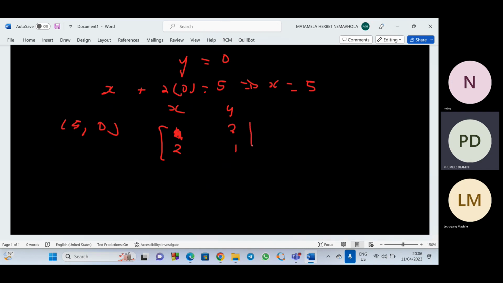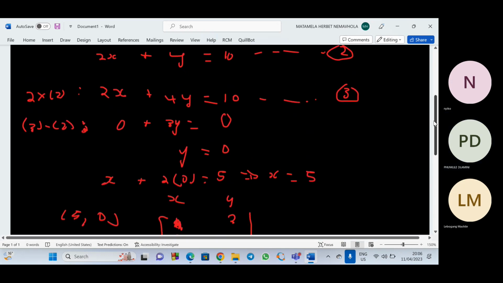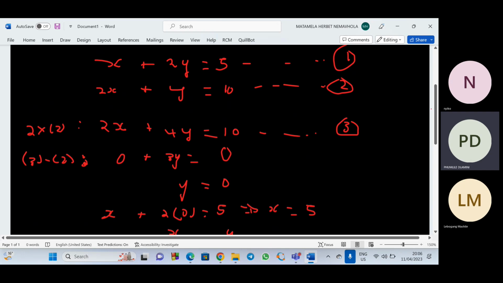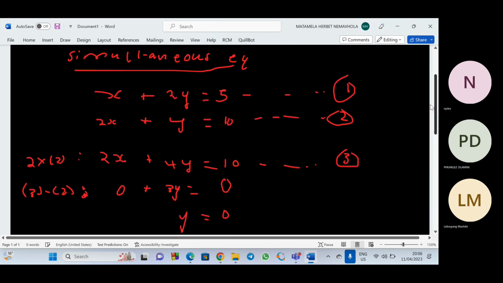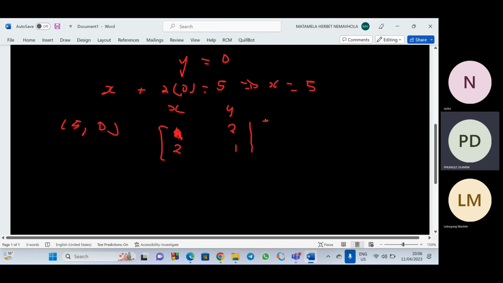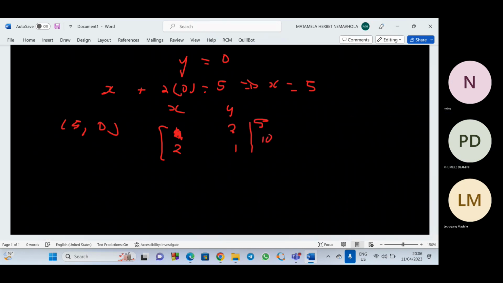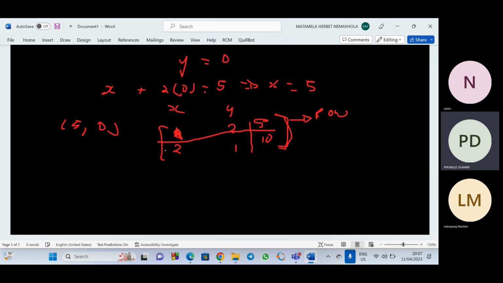So we write just a line, then we write the values we have after it, which are 5 and 10. So when we write this, with Gaussian elimination or row echelon form, this is a row. Going up there, it's a column.